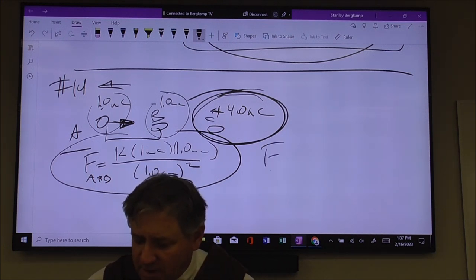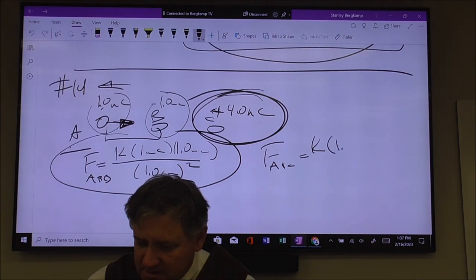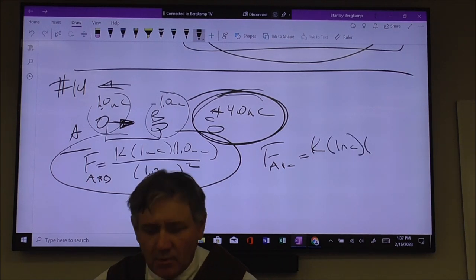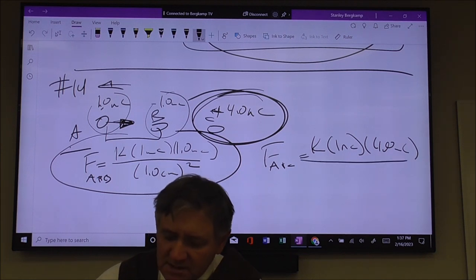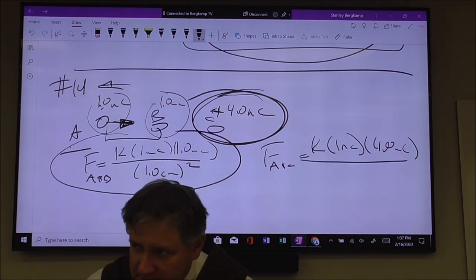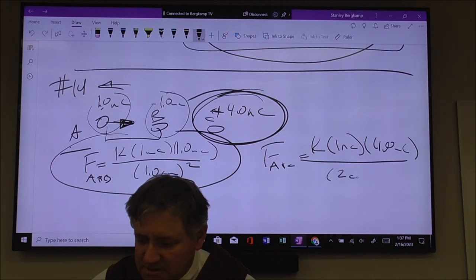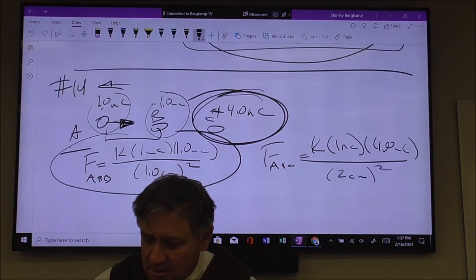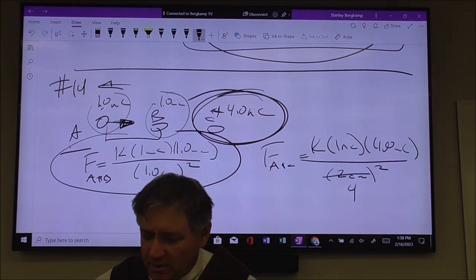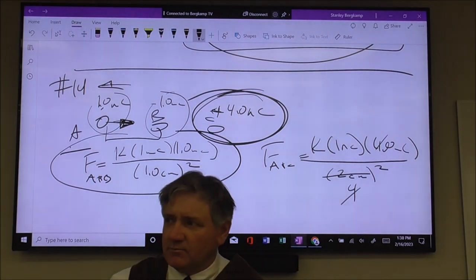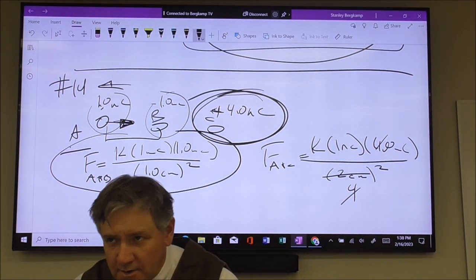Now, the force between A and C, well, that's going to be that same K value. A is still going to be 1 nanocoulomb, but what's the charge on C? 4 nanocoulombs. Now, what's the distance between A and C? 2 centimeters, but guess what? That's going to get squared. So when you square 2, this becomes 4. So then I have 4 up here and 4 down there, which reduces down to 1.